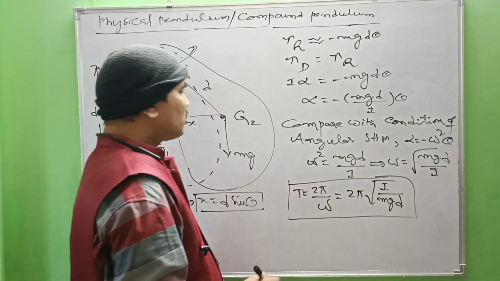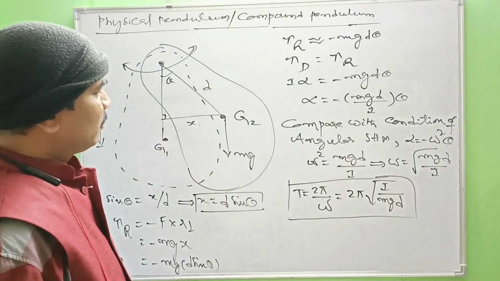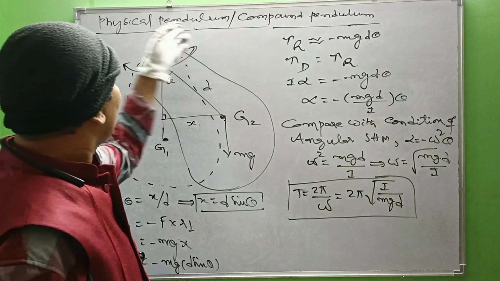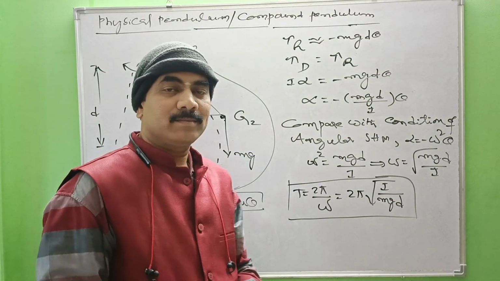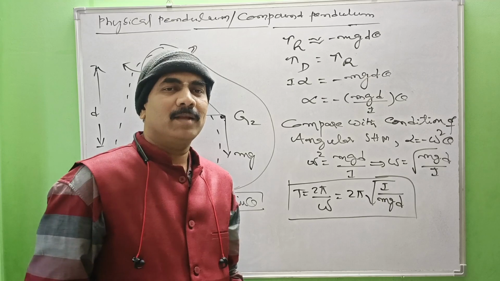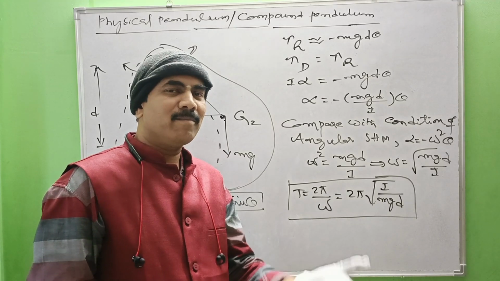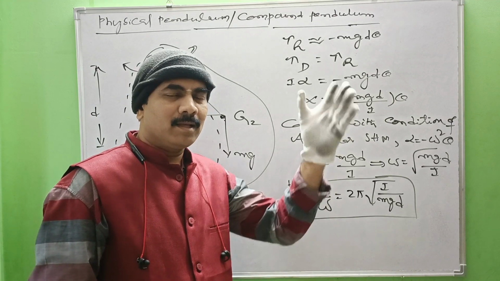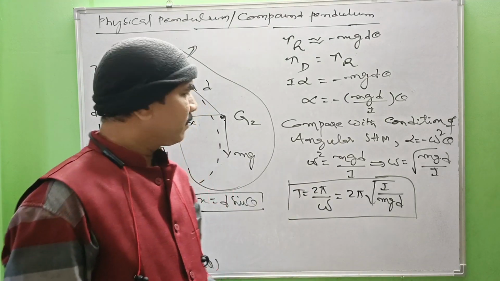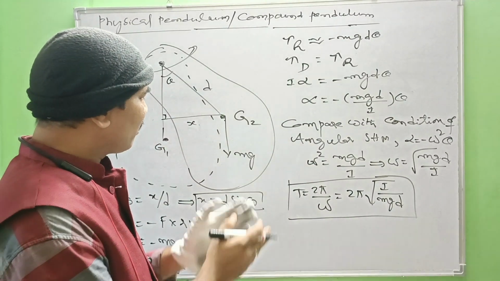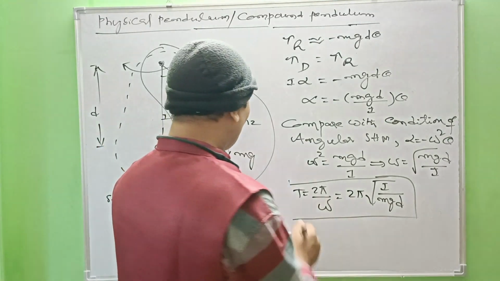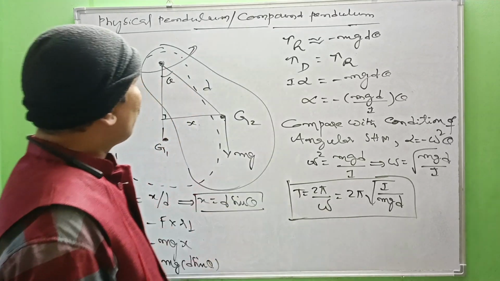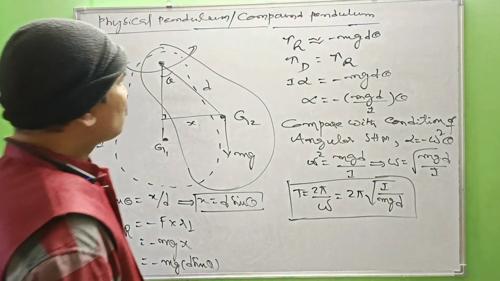Now, in case of a compound, otherwise physical pendulum, we can take any rigid body of any shape. It may be a ring or a half ring, otherwise it may be a uniform disc, or a rod, etc. Right? No restriction for the shape of the rigid body. So we can have any compound pendulum, right?